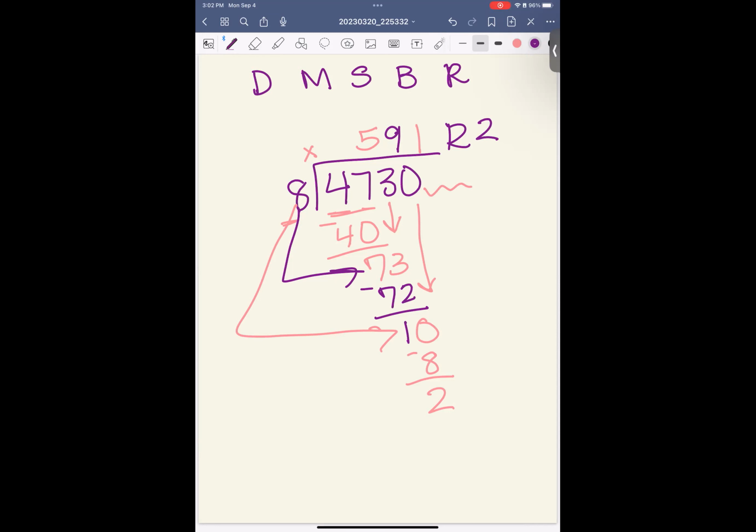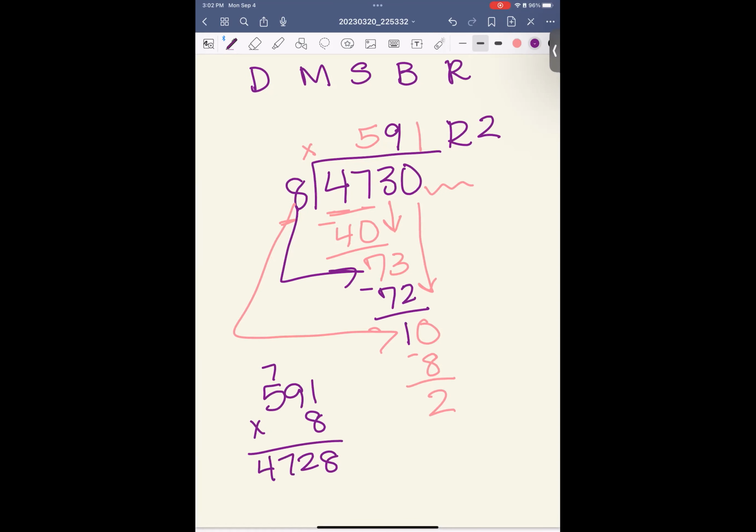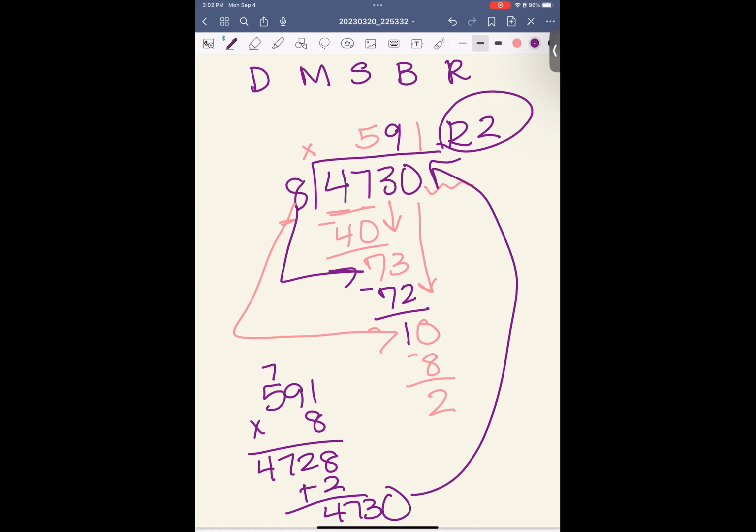Can I check my work? Absolutely. I take my answer times my groups. 8 times 1 is 8. 8 times 9 is 72. 8 times 5 is 40. Add 7 is 47. Don't forget to add your remainder. If they match, you're on the right track.